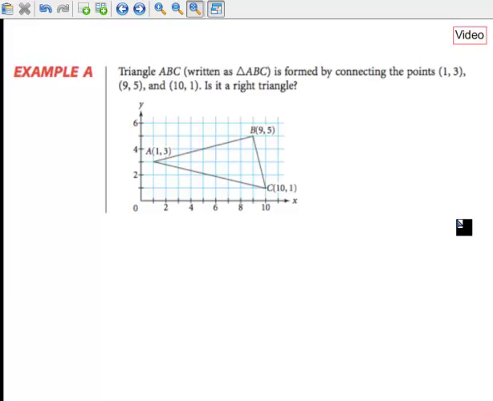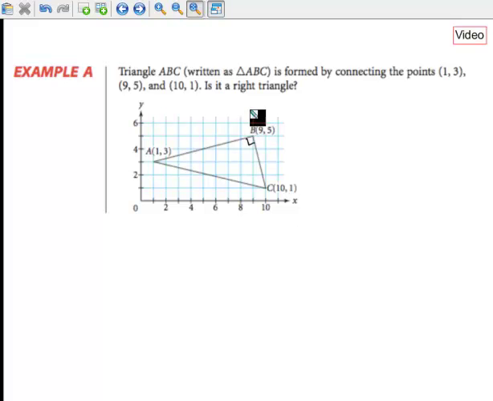Okay, so if we look at an example here, we have triangle ABC formed by connecting the points (1, 3), (9, 5), and (10, 1). We're asked, is it a right triangle? Well, if it were a right triangle, I'm going to assume that our right angle would be here. So we're asked to find out, does this line meet this line at a perpendicular, a 90-degree angle? So are these lines perpendicular to each other?